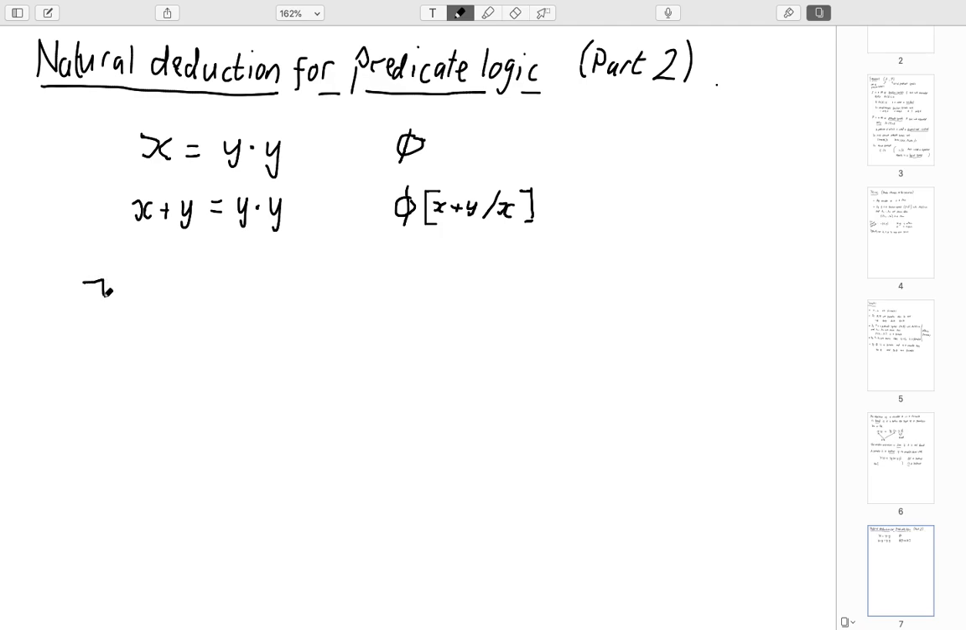So let's turn the formula, let's add a quantifier here. There exists a y such that x equals y times y. So whereas the first formula expressed a relation between x and y, this formula now only has one free variable, x, and so it expresses a property of x.